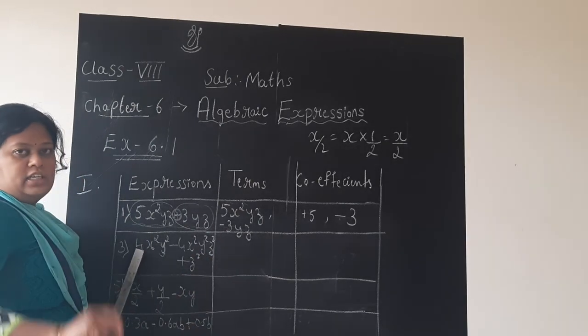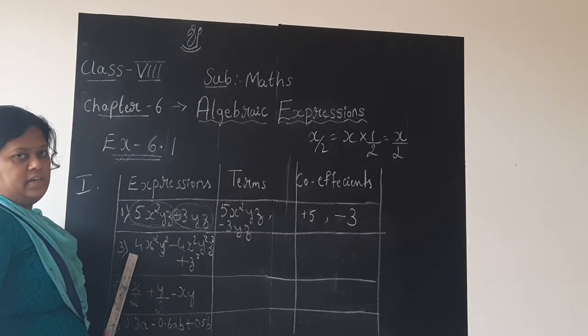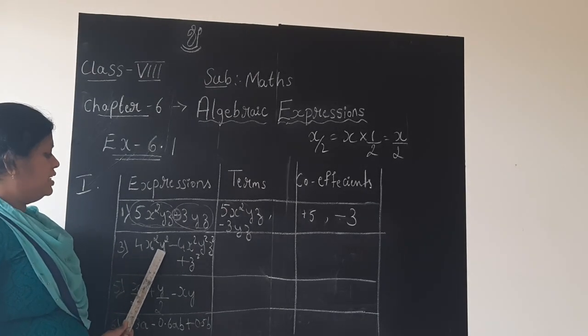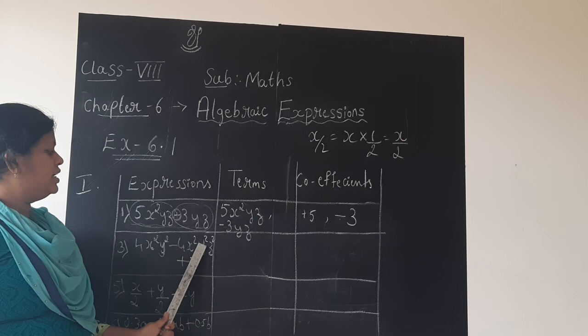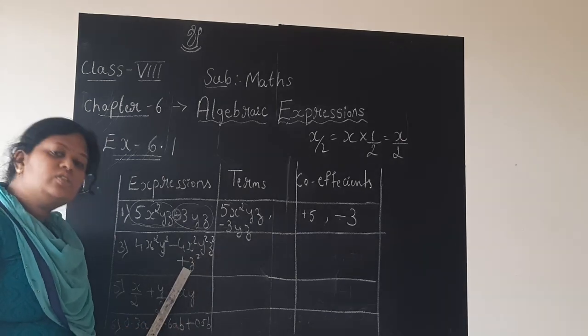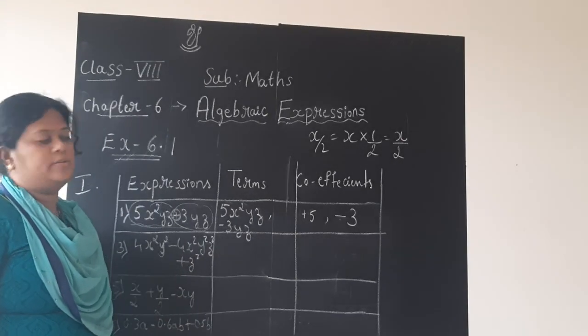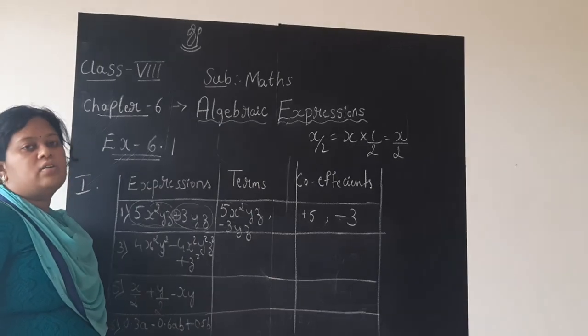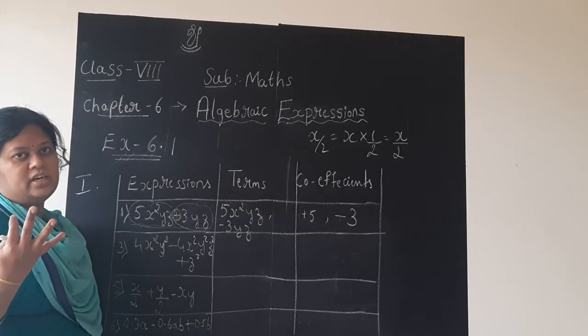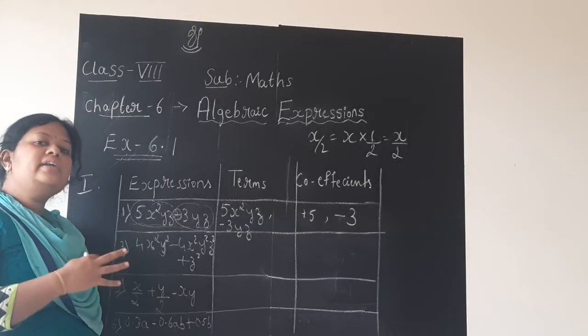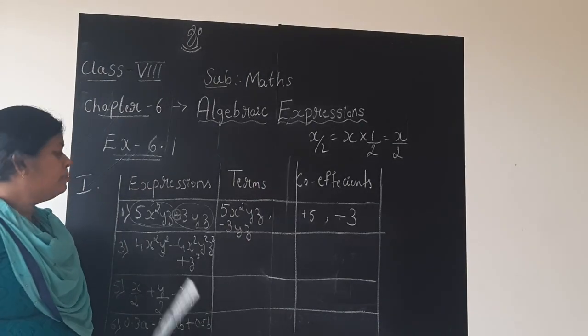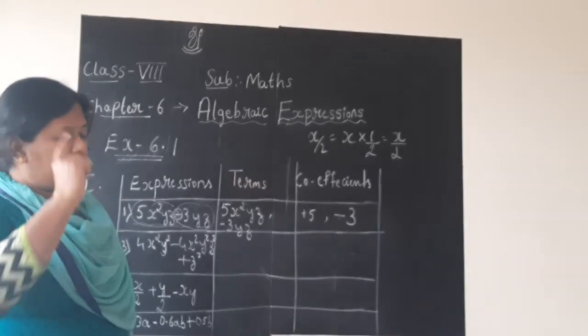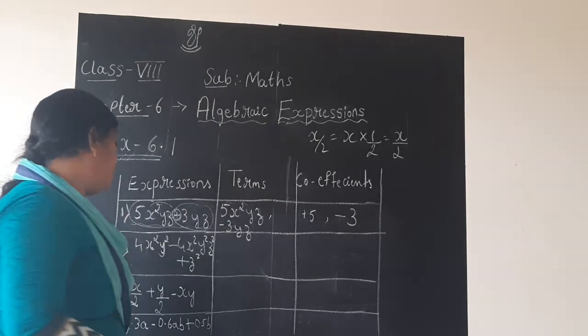Next, second one is for your homework. Third question I am doing. 4x square yz minus 4x square y square z square plus z square is the given algebraic expression. By looking only, you can make out clearly there are 3 terms in it. So what we need to do is write those 3 terms separately along with their sign. Record it in your mind. Along with their sign we need to write.